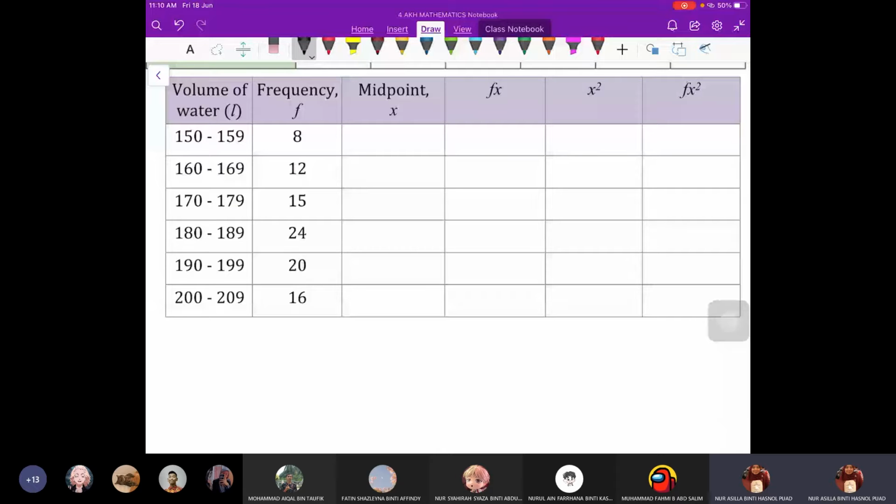Okay, so teacher tulis formula of variance and standard deviation. Variance je lah. Okay, so variance is equals to the sum of fx square divided by the sum of f minus mean square. Okay. Alright. So let's look. First, kena cari midpoint lah. Sebab you have to find midpoint square.